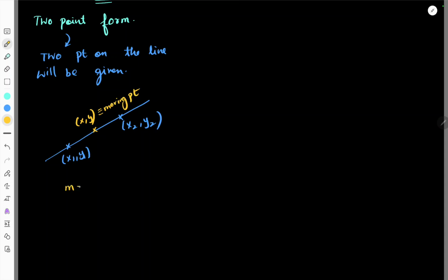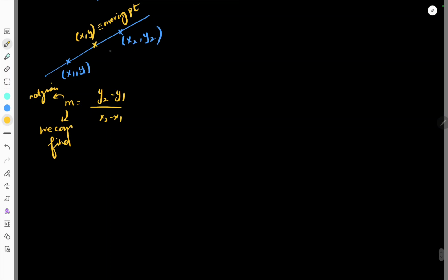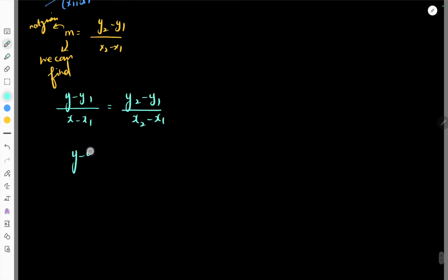So here the slope m is not given. If it is not given, we can find the slope. It will be y2 minus y1 by x2 minus x1. Same thing I will do here. So this is for x comma y, the moving point. So y minus y1 by x minus x1 equal to the same slope, which is y2 minus y1 by x2 minus x1. So from here we got the 2-point form equation: y minus y1 by y2 minus y1 equal to x minus x1 by x2 minus x1.